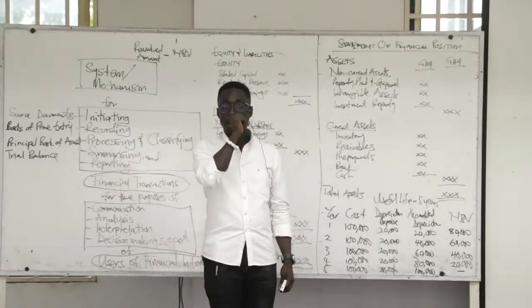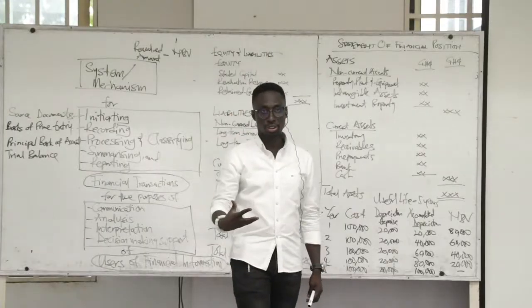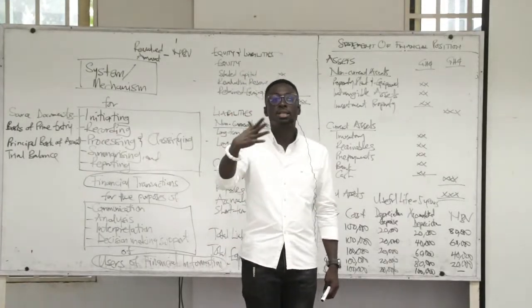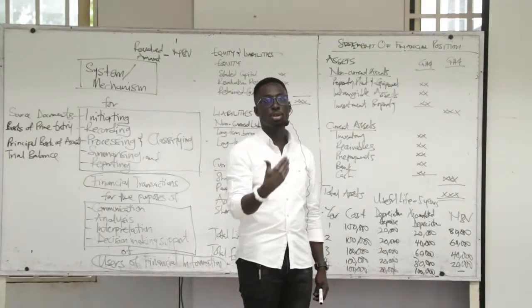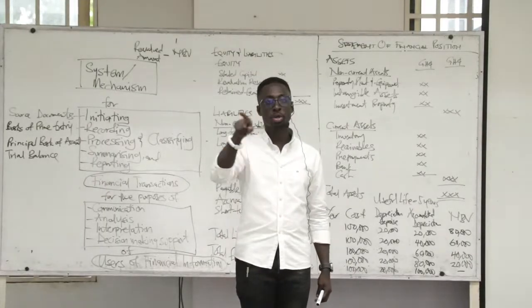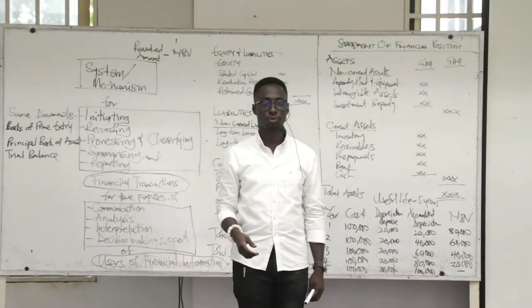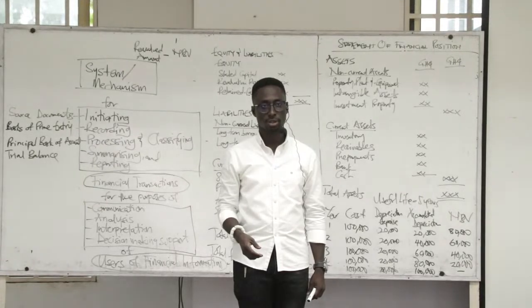You get it? But if you have this general knowledge of what some of the typical items under each of the categories are, when you see them on the trial balance, you know where to place them on your financial statement. All right?